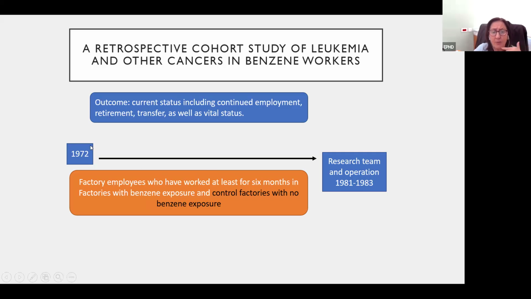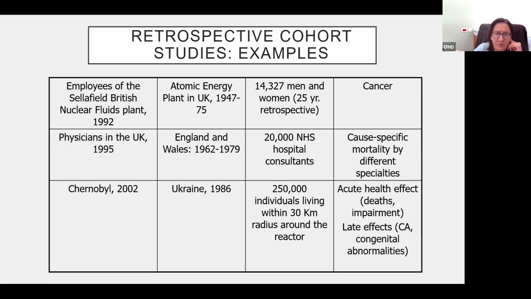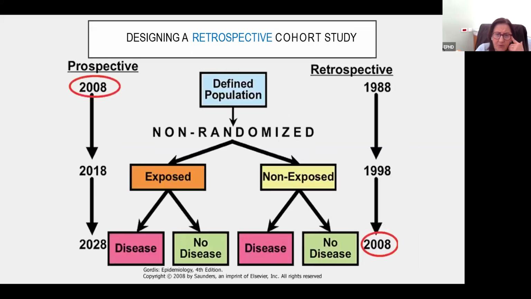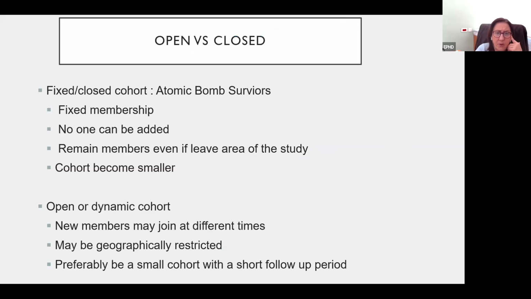And then the follow-up, which was done from 1972 to 1980, was not by the researchers, but this is the historical cohort that started in 1972. And then they looked in 1981 at what happened to these people. The outcome was current continued employment, retirement, transfer, as well as other vital status. These are some examples of retrospective cohorts, and I will move on.